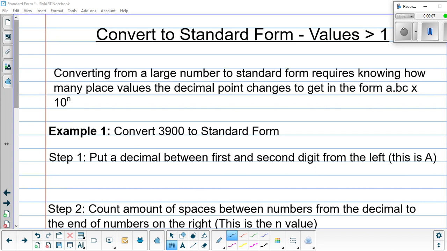And this is where we have values greater than 1. There are two cases we're going to do: where we have very large numbers and where we have very small. The first case we're looking at is very large, or just large.